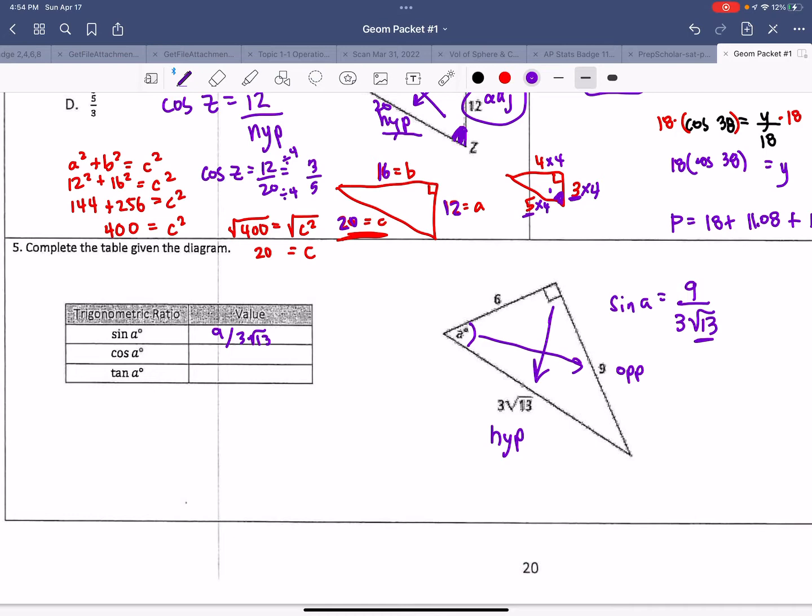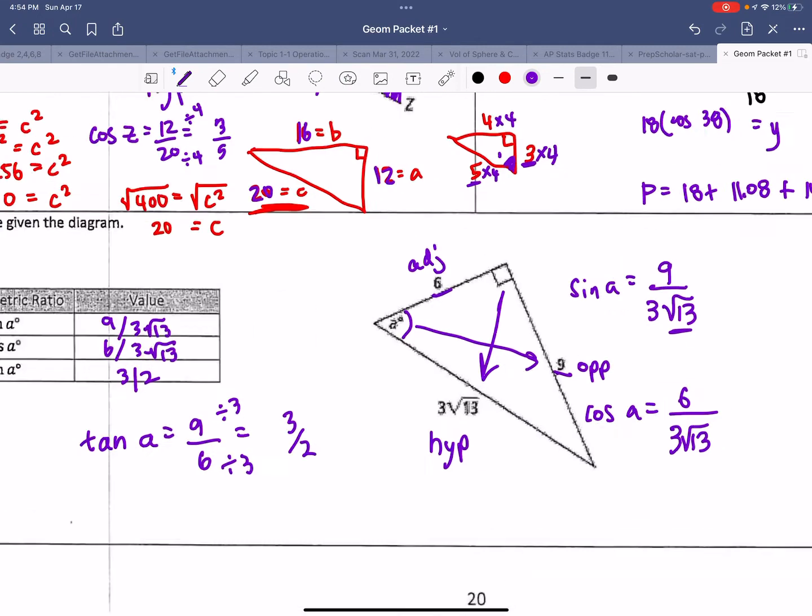Cosine would be adjacent over hypotenuse, so that'd be 6 over 3 times the square root of 13. They're not going to let you leave that either, so we'll have to fix that. Okay, and then tangent. The tangent is opposite, which is 9, over adjacent, which is 6. Okay, so this we can do. That would be 3/2. 3/2.